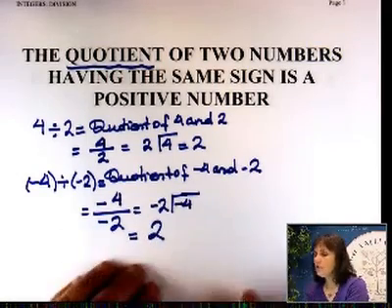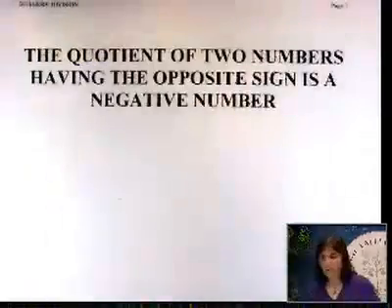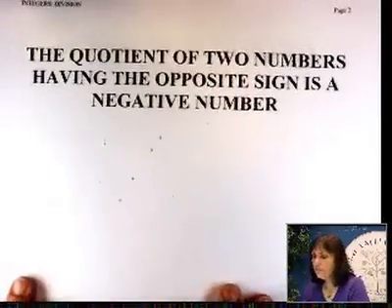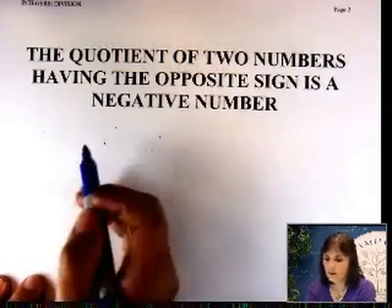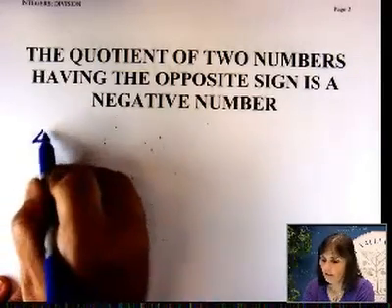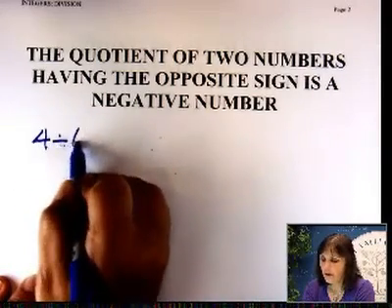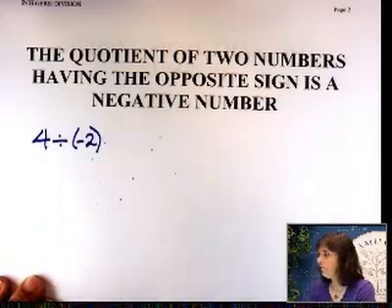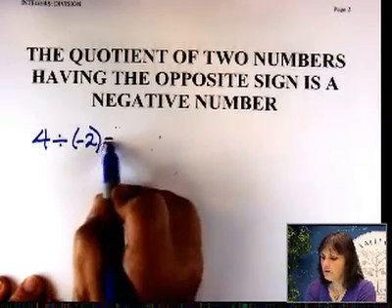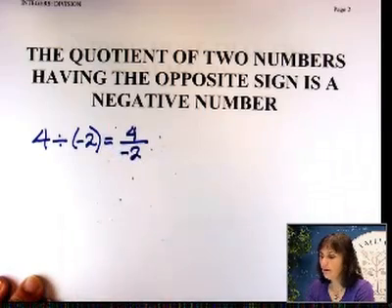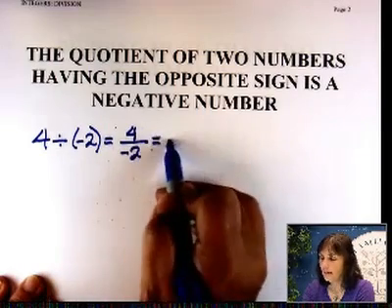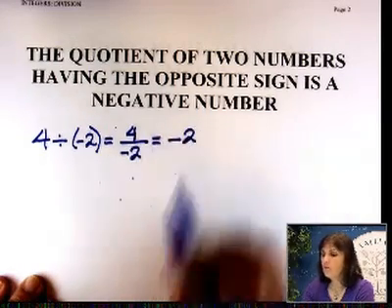Alright, so that is how it works with the signs. The quotient of two numbers having the opposite sign is a negative number. So let's look at 4 divided by negative 2. It's a negative number. 4 divided by negative 2 is negative 2.